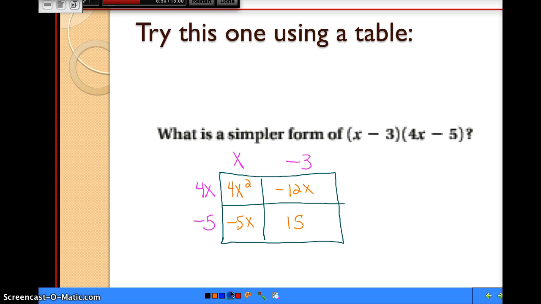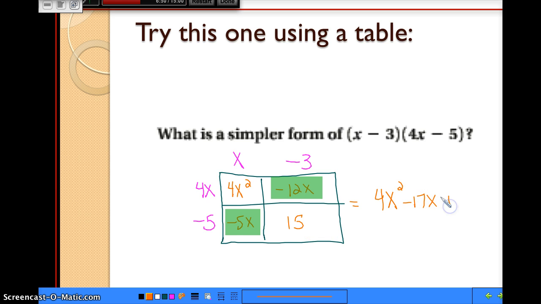Notice that the negative 12x and the negative 5x are like terms, so we can now combine those. 4x squared is the largest exponent. Negative 12x plus negative 5x is negative 17x, and plus 15. Yep, that's right. Thought I made a mistake.